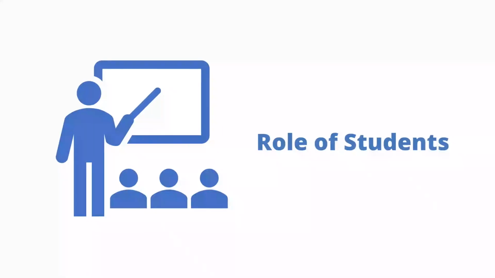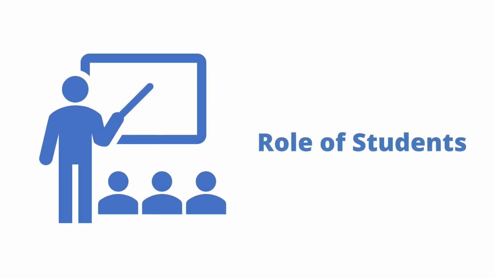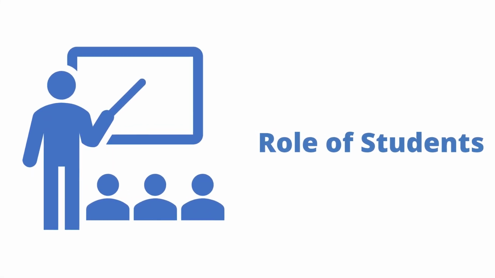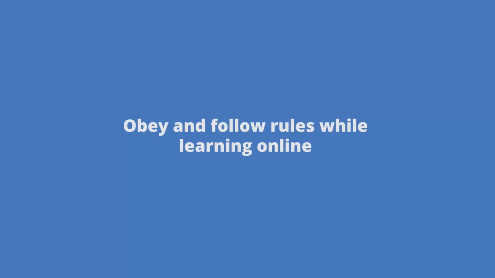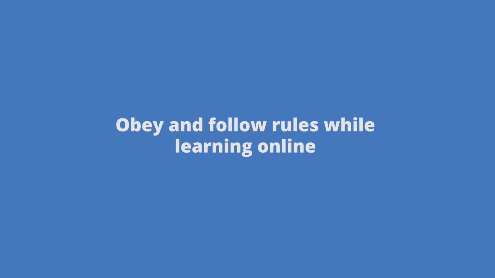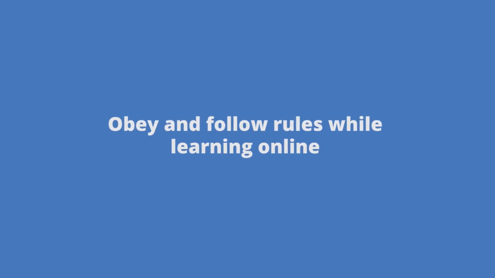Lastly, it's the role of students. They should report any cyber incidents that they've experienced to their parents or teachers. This will also include any uncomfortable activities they've experienced while online. Secondly, they should obey and follow rules and regulations set up by their parents and teachers while learning online. Thirdly, they should not share any personal information with strangers online. This can be their physical address or even their email addresses.